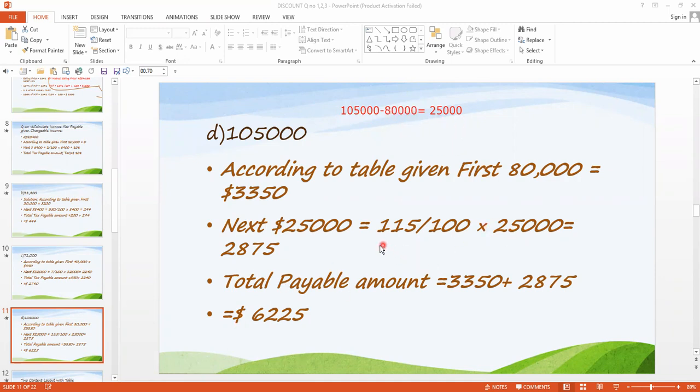And what is the rate of that tax? 115%. This means 115 divided by 100 multiplied by 25,000. After solving, you will get this. Is it clear? Clear to all?